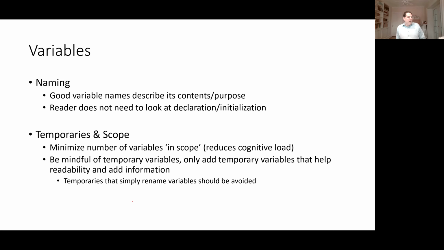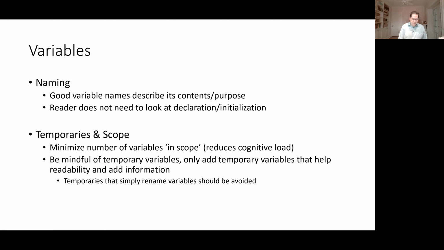Okay, so variables. You want to use good names for your variables. A good variable name describes what's in it and what it's used for. And the person reading it shouldn't have to go look at how you initialized it to understand its purpose. The name should be enough. You also want to minimize how many variables you have in scope. In scope means active variables, the variables that could be used in a certain line of code. I'm going to show you a couple of examples of this in a few minutes.